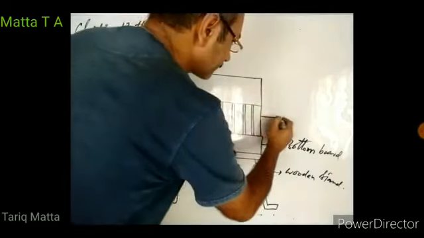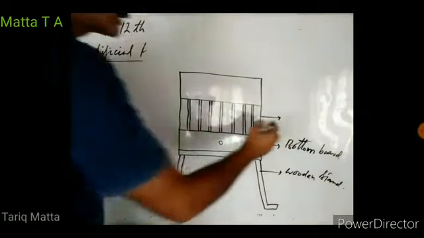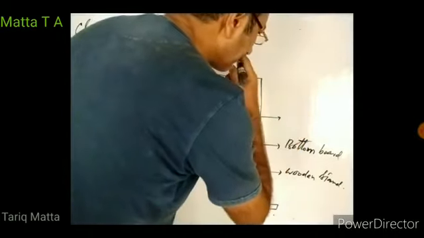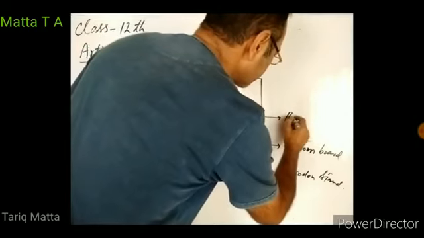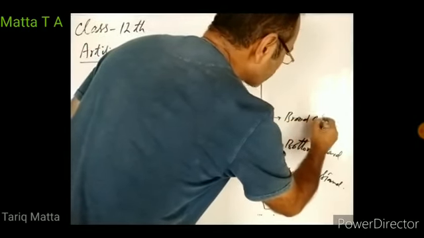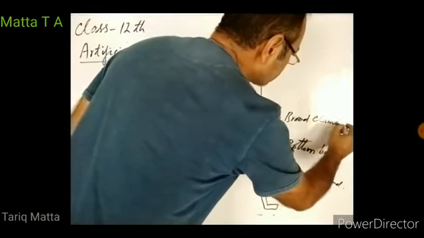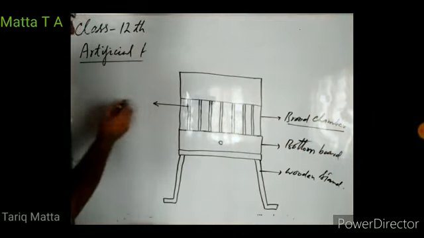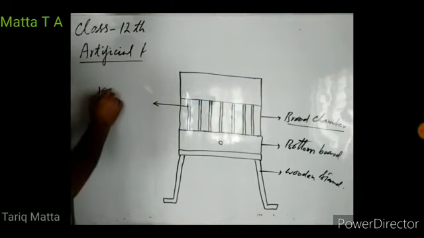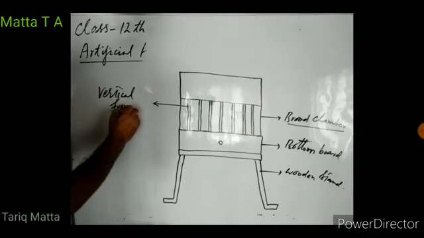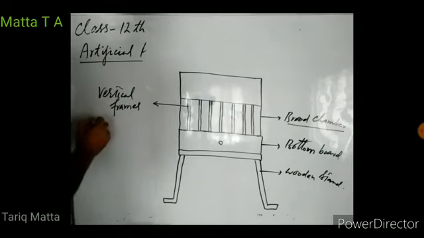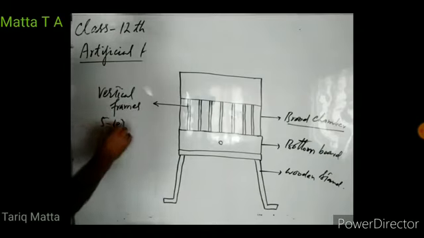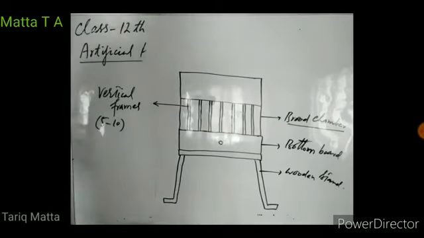This section of the wooden box is known as the brood chamber. In this brood chamber, there are vertical frames. How many vertical frames are there? There may be 5 to 10 vertical frames, right?